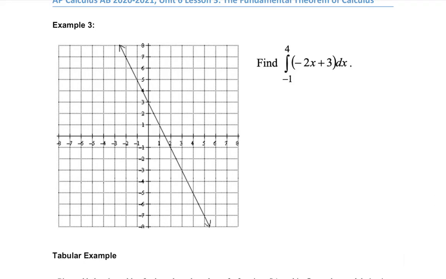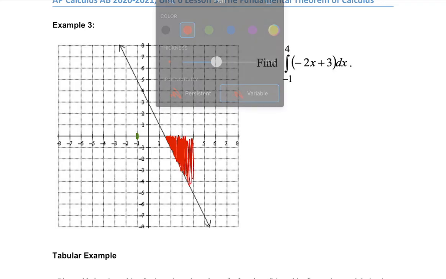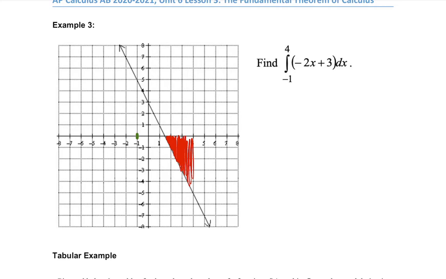So if we find the area under the curve from negative 1, we'll do that in green, from negative 1 to 4. And so we're going to have a triangle portion that is below the axis, and we're going to have another triangle portion that is above the axis here. And so let's see what this works out to be. These actually look pretty much the same.